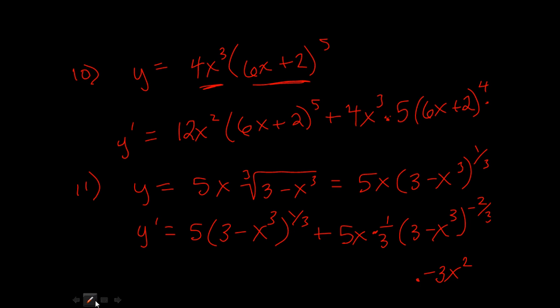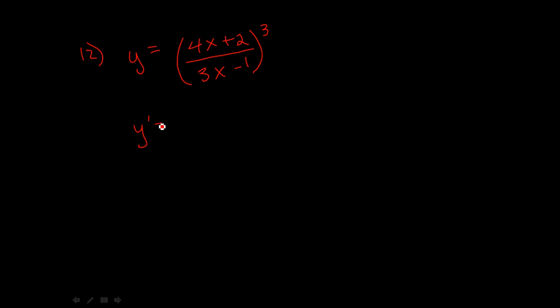Okay, so let's try something similar to 12. So let's say that I give you 4x plus 2 over 3x minus 1, and we'll make that cubed. So now here we have the chain rule. The cubed is on the outside, and then we're going to have the quotient rule going on the inside. So y prime, use the chain rule first since it's on the outside. 3, keep everything inside the same. And reduce that by 1.